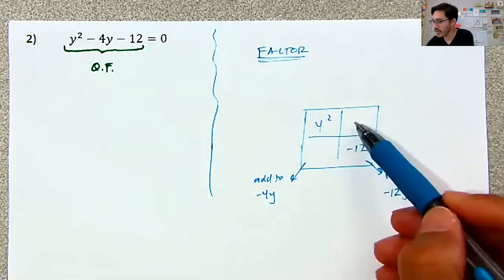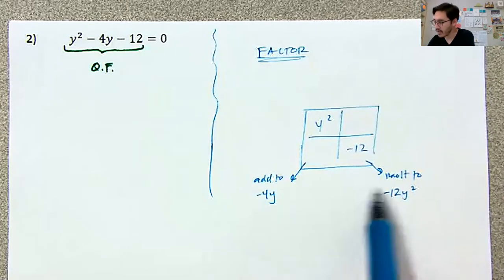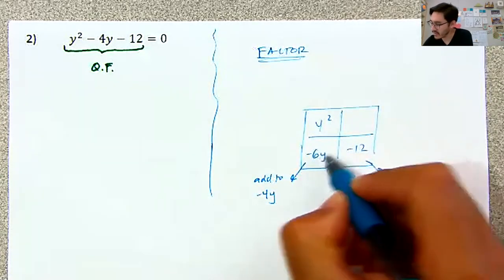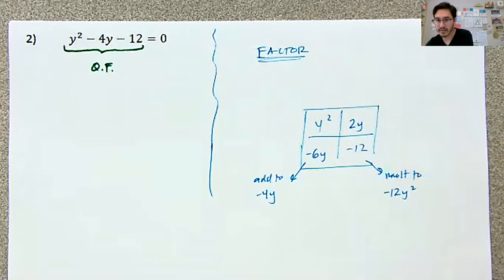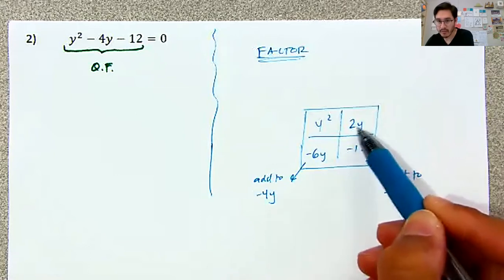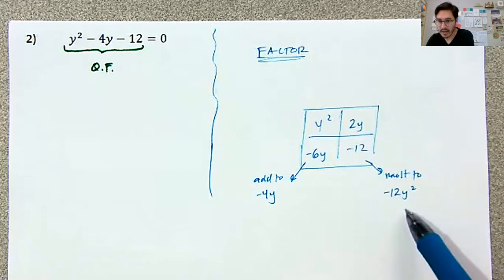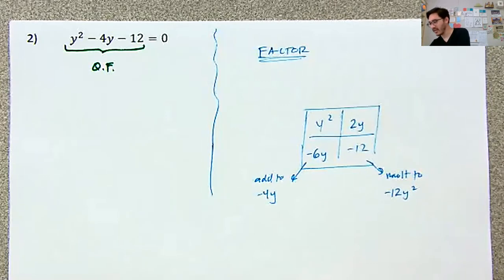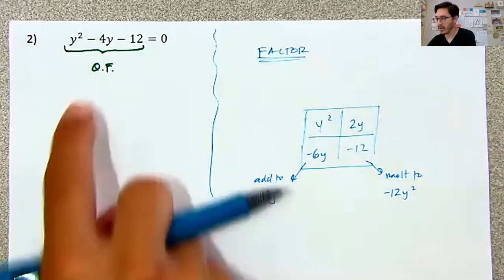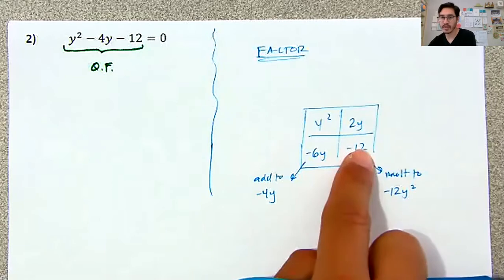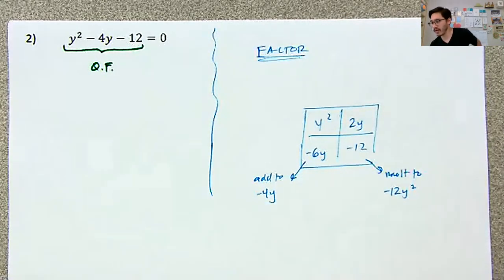So there's only two terms that can resolve both of these clues, and that would be negative 6y and positive 2y. If we add them, we get negative 4y. And if we multiply these, we get the same product here, negative 12y squared. So that's just a reorganization of the quadratic function, organizing 3 terms into 4 terms. But now we're going to do the actual factoring.